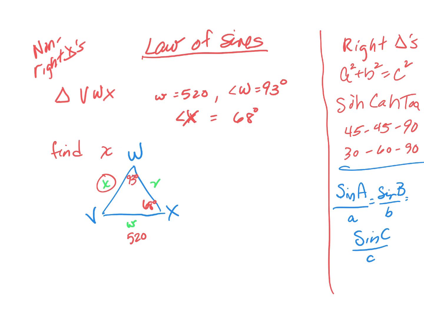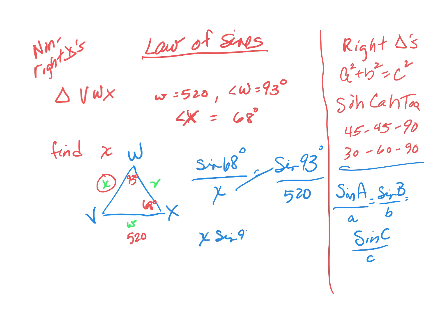Okay? So here I have sine of 68, but I don't have little x, so I'm just putting a little x there. And now I have sine of 93 over 520. Now we do this. Always put the x in front, so x sine of 93 equals 520 sine of 68. And then we're going to divide by sine of 93. And you're going to key that in your calculator. I would key in the top, hit enter, and then divide by sine of 93. Make sure you're in degrees.